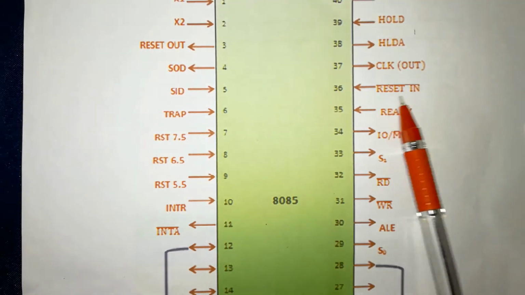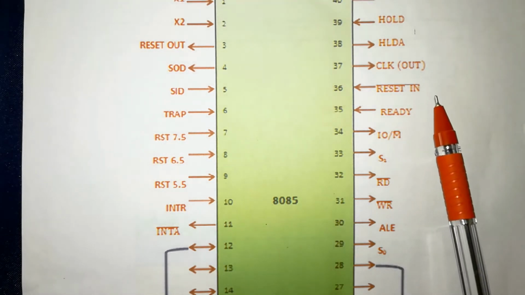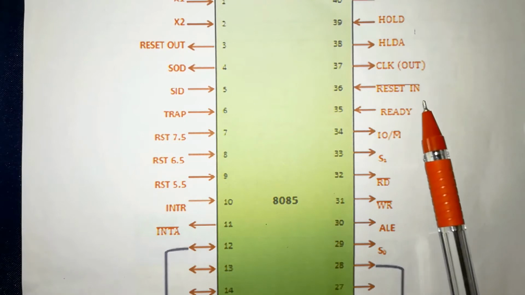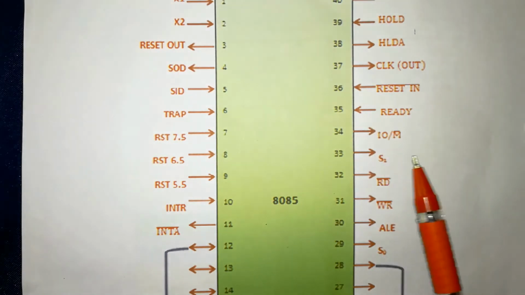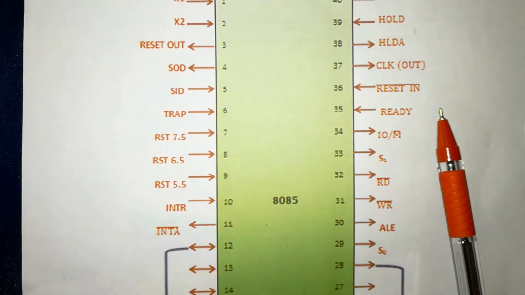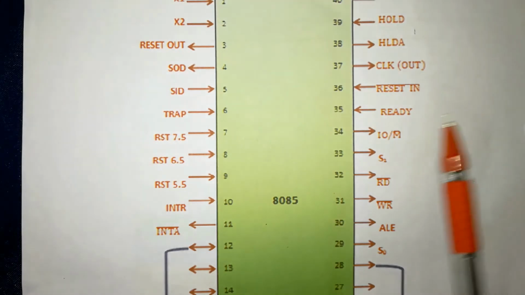Whereas the function of reset in is that it is the system reset active low pin. When the signal on this pin goes low, the PC is set to 0000H. The microprocessor unit is held in reset condition as long as reset is applied. It also resets interrupts enable and HLDA flip-flops.